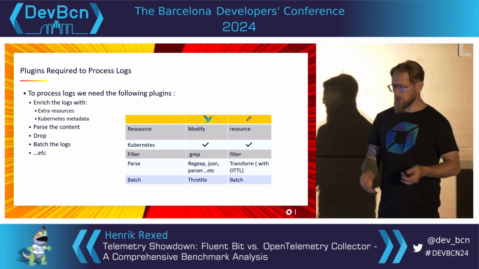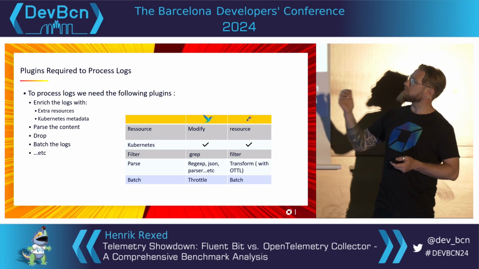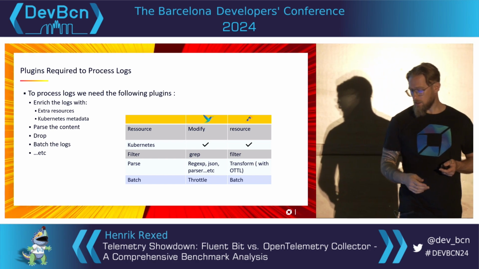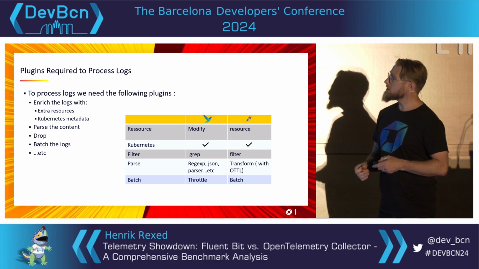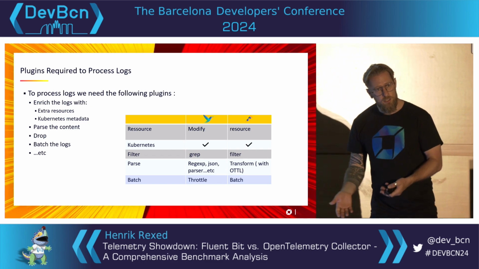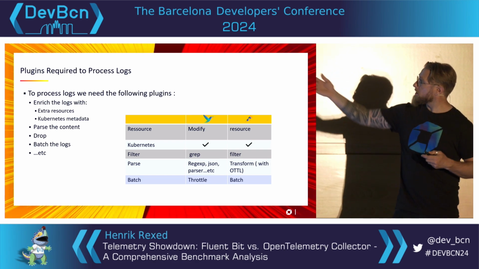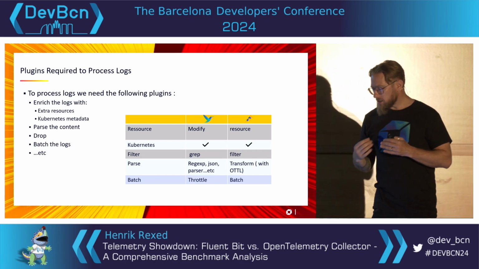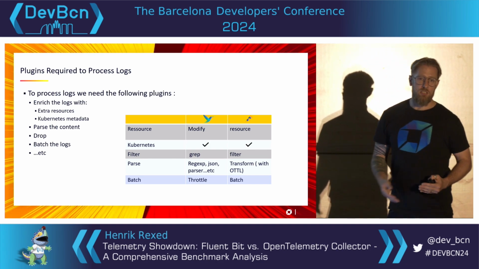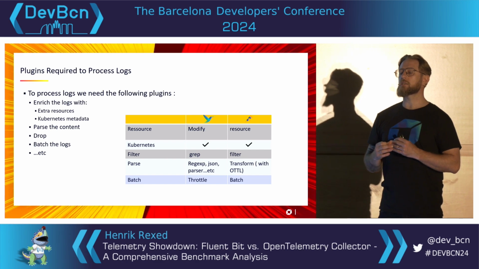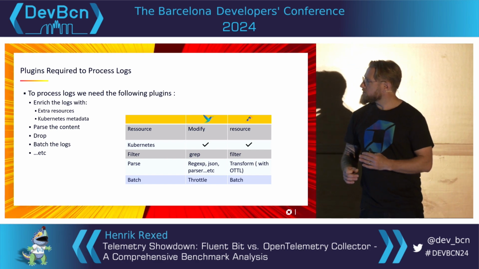So I need to batch my content to make sure I'm not going to reach that rate limit. If you look at the needs we have for logs, they both have the same stuff. They have the ability to add resources on the logs, to parse the logs, and to batch. Of course, the plugins are named a bit differently. But what is important is the parsing side. Fluent Bit has been out there for many years. It has tons of features for parsing. It's very, very powerful.